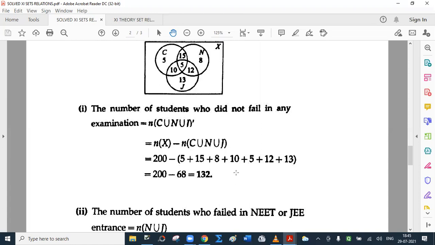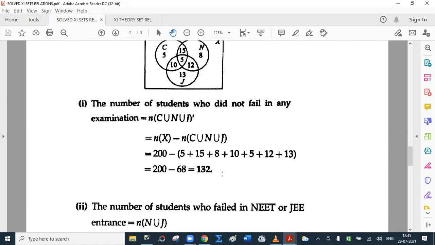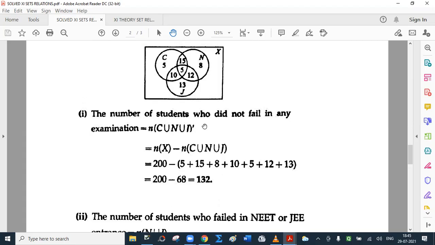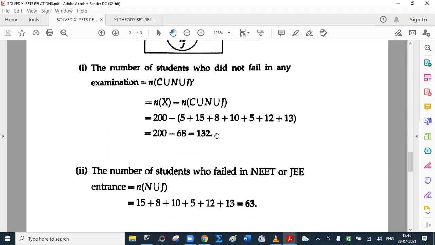Second, the number of students who failed in NEET or JEE, n of N union J. See, N union J. So how many? 15 plus 8 plus 5 plus 12 plus 10 plus 13. So it comes out to be 63.